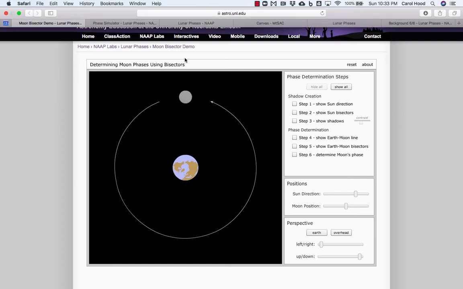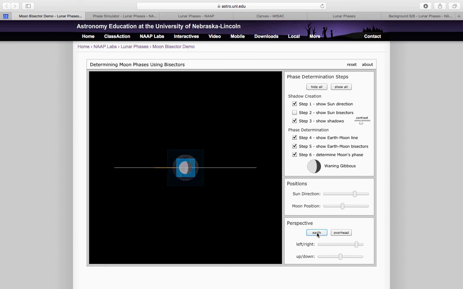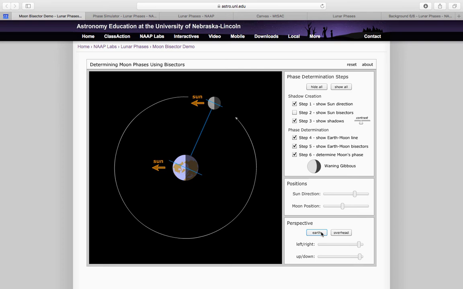But in this particular one, we can go through and add shadows, show the direction of the sunlight. We can add some bisectors. We can show shadows. We can add lines between things. We can change the position of the sun to be different places and see how the moon phase changes based on that. You can also go through and change the moon itself. So you'll use this to verify if what you drew is correct. You can also change the perspectives if you'd rather, between what you would see on Earth versus if you were sort of a superhero flying above.